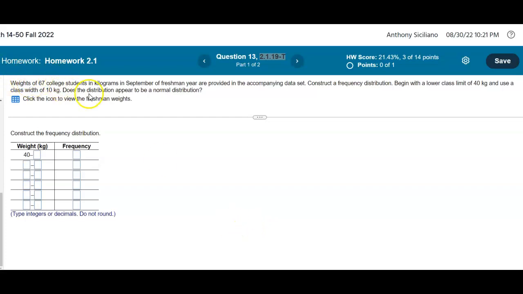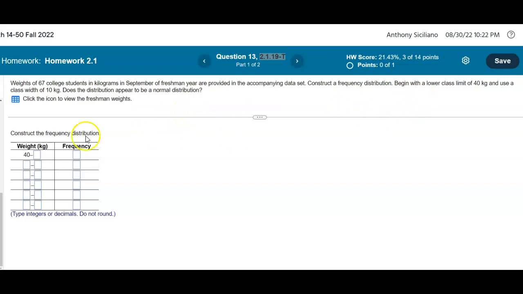Weights of 67 college students in kilograms in September of freshman year are provided in the accompanying data set. We want to construct a frequency distribution. We're going to begin with a lower class limit of 40 kilograms and then use a class width of 10 kilograms. Does the distribution appear to be a normal distribution?